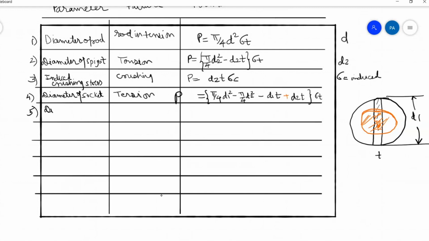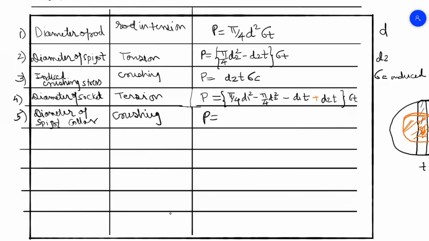Next we find the diameter of socket collar or spigot collar. Diameter of spigot collar. And how do we consider this? Which failure? We consider the crushing failure. Considering crushing, so P equal to what is the area? It is the area between the socket collar and the spigot collar. And how much is the area that is crushed? That is the area D3 minus D2. So D3 and D2 are the two circles. So what will we write here? Pi by 4 D3 square minus D2 square, and this into sigma C.